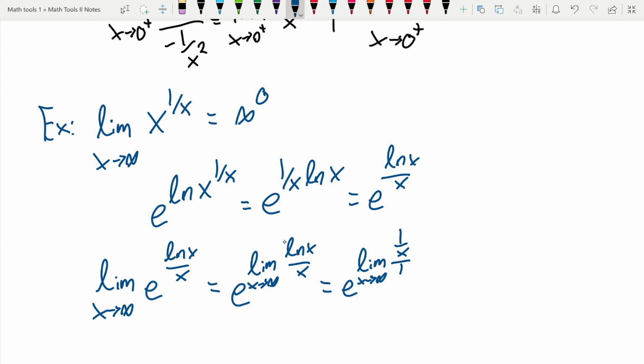And sorry, I should have shown that this is equal to infinity over infinity at this point. But it is, right? ln of x goes to infinity, x goes to infinity. So now the limit as x goes to infinity of just 1 over x now is 0. So this is e to the 0, which is equal to 1.